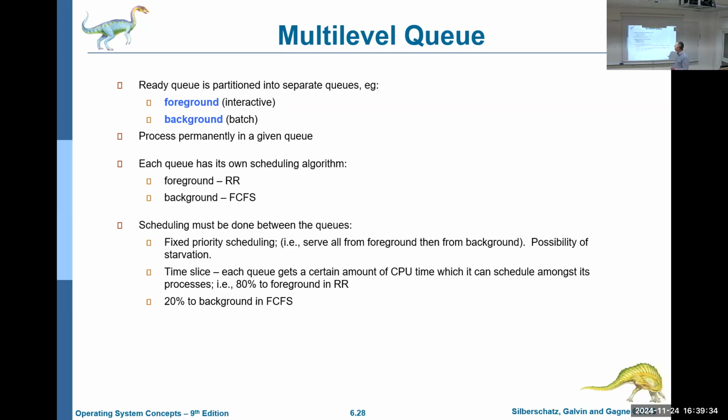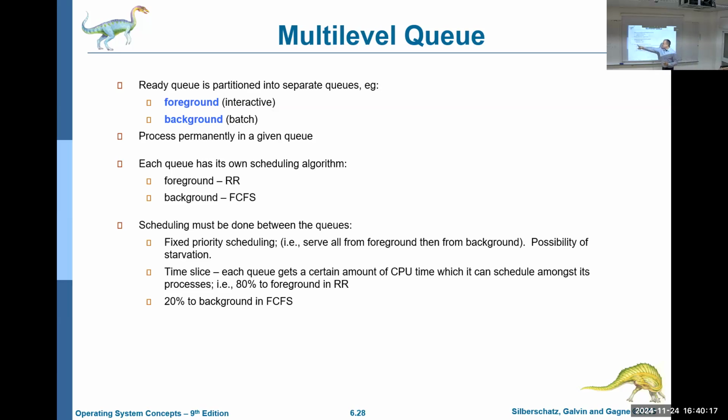Process permanently in a given queue. So that's one idea, is that the process goes either in this queue or in that queue, and the CPU will decide how to go between the two queues. For example, I could have each queue has its own schedule. I could have the foreground queue running round robin every time seconds, and the background queue could be first come, first serve. And then, of course, I'll need an algorithm to decide when I go between the two queues. So if I have 2 queues, I need 3 algorithms. An algorithm for each queue, and then an algorithm to decide when I go to that queue or the other queue.